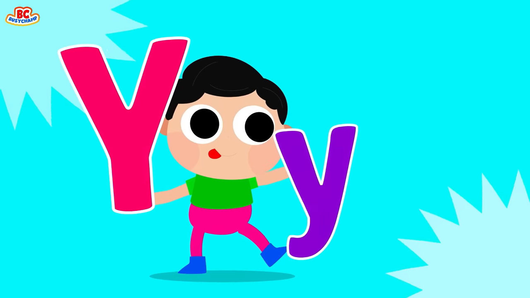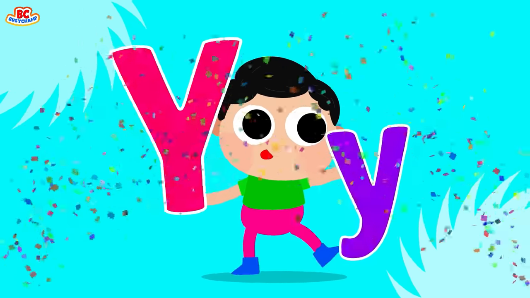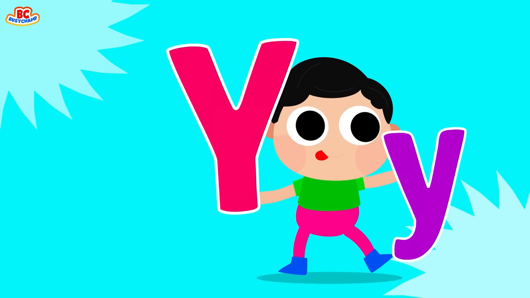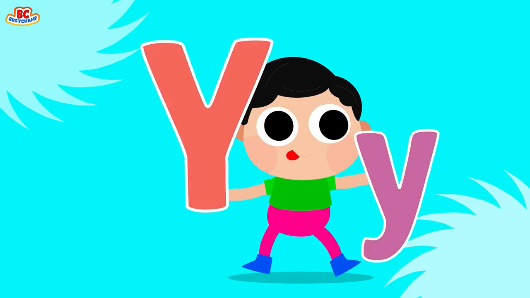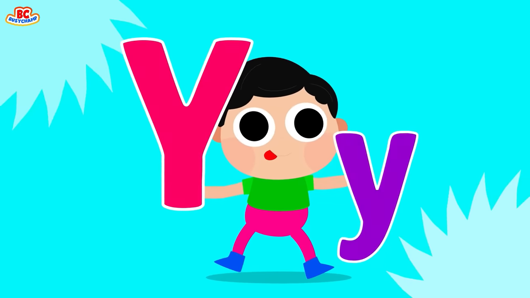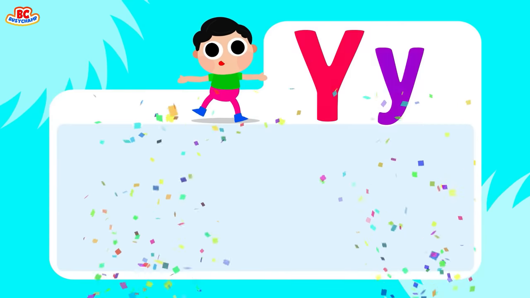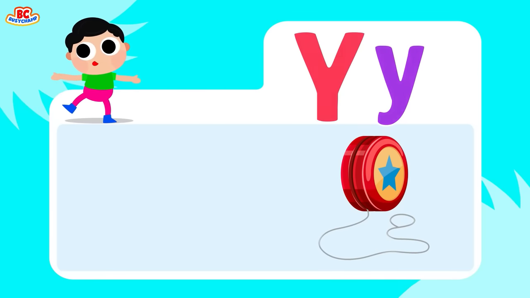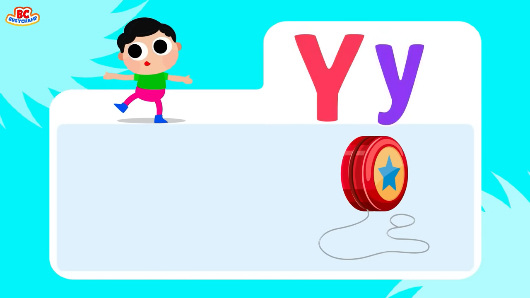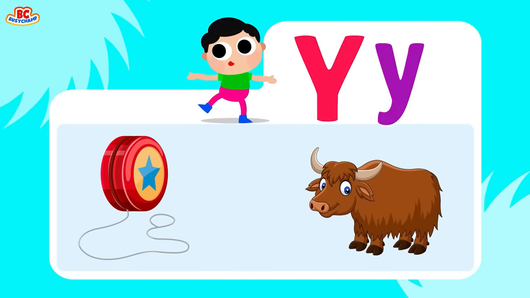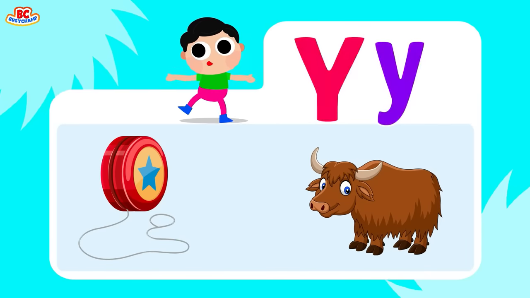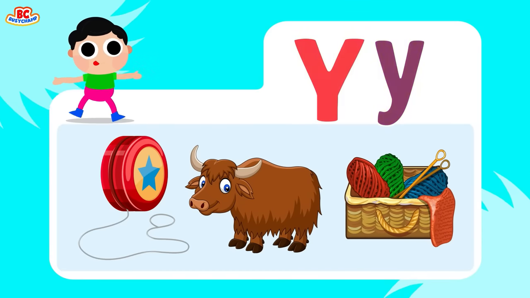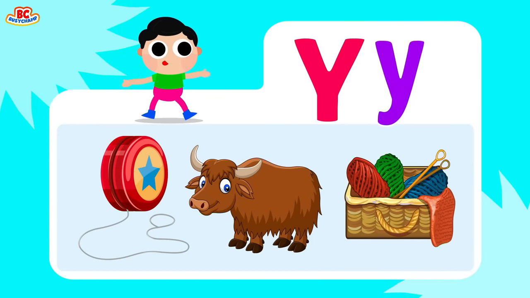Which alphabet can you see in my hands? I have the letter Y in my right hand and it sounds Y in my left hand. And there are so many words that begin with letter Y. Y called yo-yo. Y, Y, yo-yo. Y called York. Y, Y, York. Y called yarn. Y, Y, yarn.